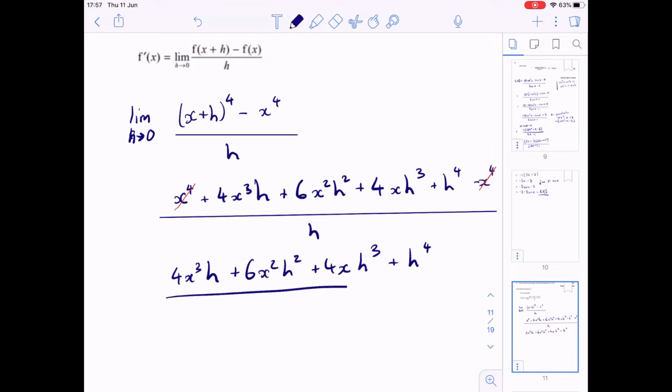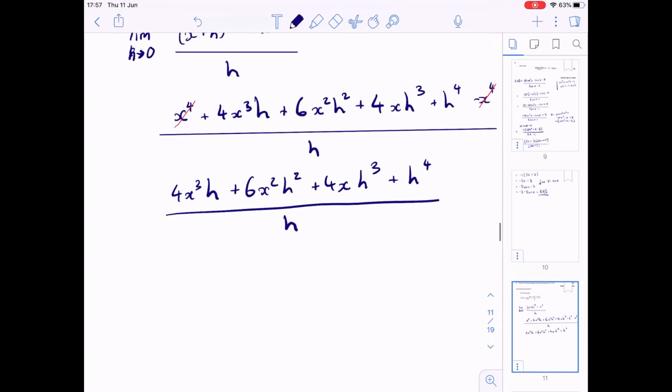Okay, over h, and now the h's will cancel, won't they? So this will just leave me with 4x cubed plus 6x squared h, add 4x h squared, add h cubed.